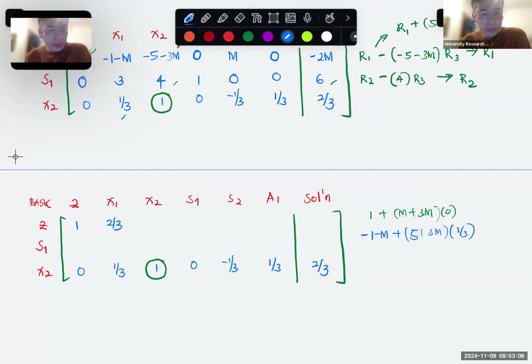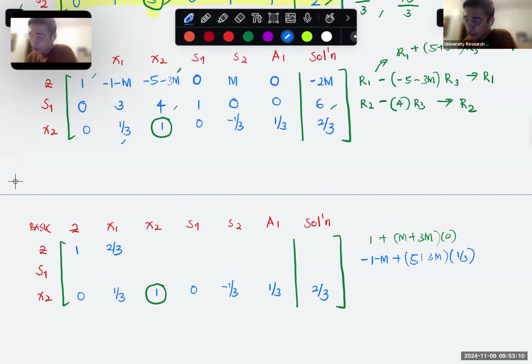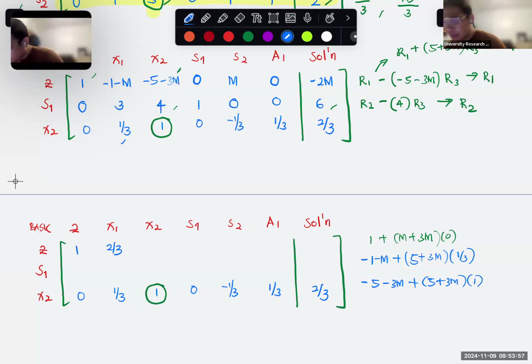And then afterwards, the one for x2. So x2 is, sorry, 2/3 for the constant. And then for the variable, okay, so right. It will become negative m plus, 3m over 3 is m. So negative m plus m is just m. So minus m plus m will be 0. So our x1 will just be 2/3. And then for our x2, we have negative 5 minus 3m. So plus 5 plus 3m. And then we multiply it with 1. So in short, that will just be 0.